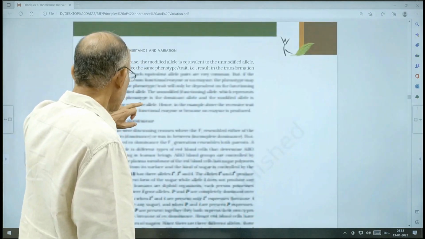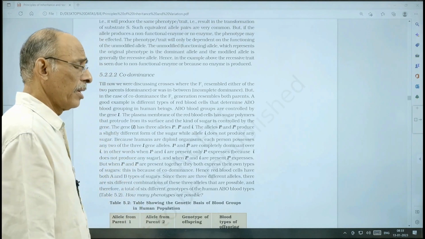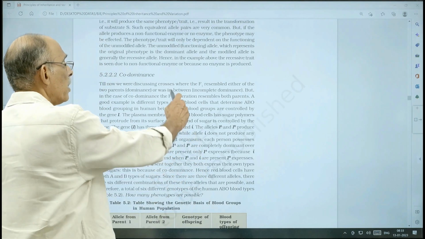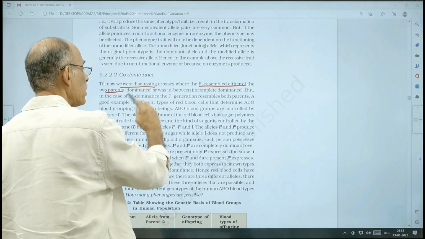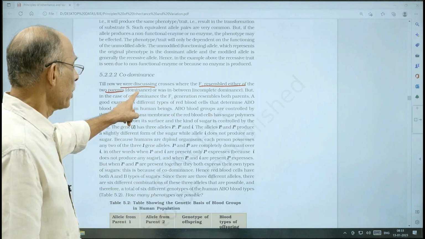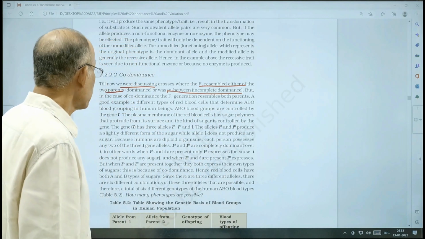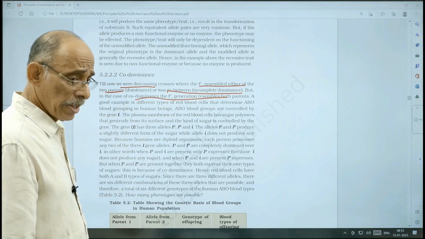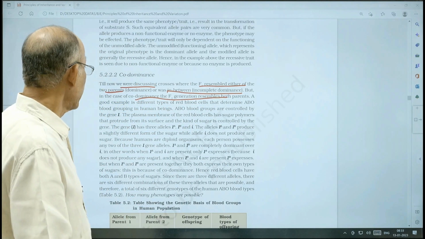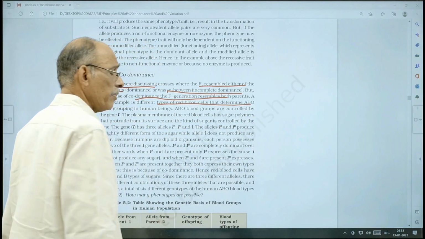Then another modification of Mendel's monohybrid cross is this: the F1 resembles either of the two parents, that is Mendel's dominant character, or it was in between the two parents, that is incomplete dominance. But in codominance, the F1 resembles both the parents. A good example is the different types of red blood cells determined by the ABO blood group.